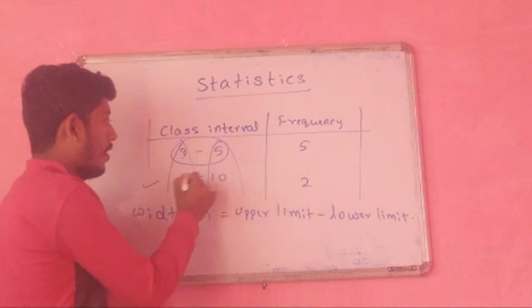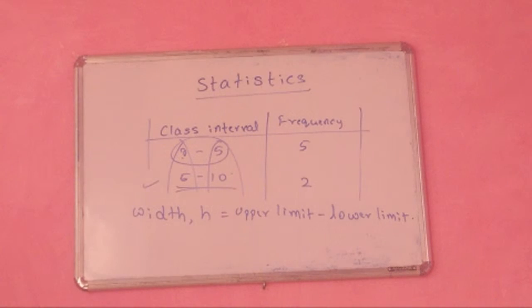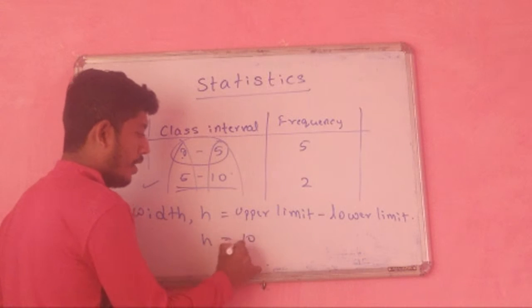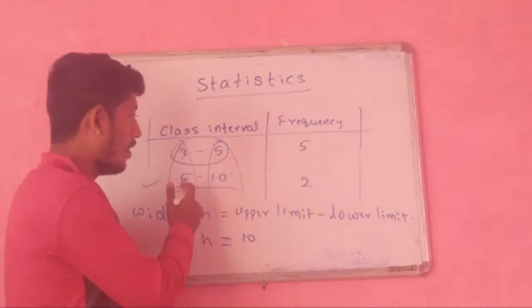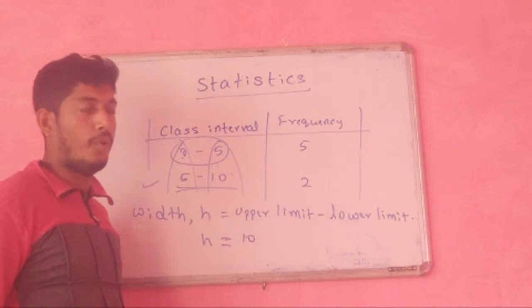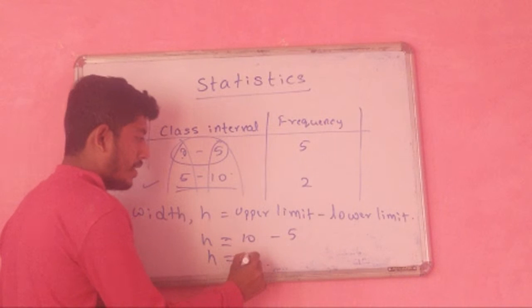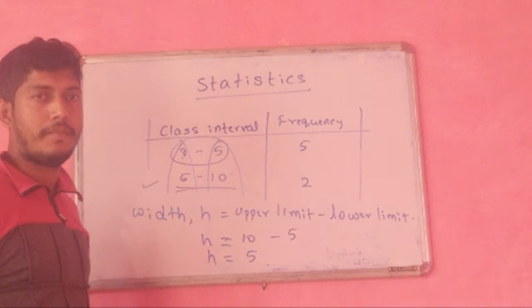Now take this example, 5 to 10. Just calculate what is the width of the class interval. The upper limit here is 10. The values on the right hand side of the class interval are considered the upper limit, and values on the left hand side are considered the lower limit. So 10 minus 5, therefore the width of the class interval is 5. Similarly, 5 minus 0 gives again 5.